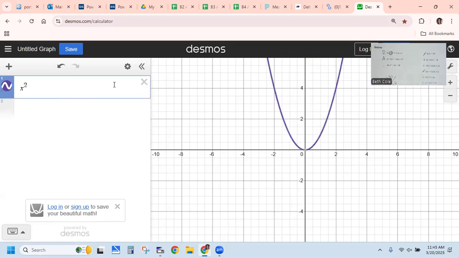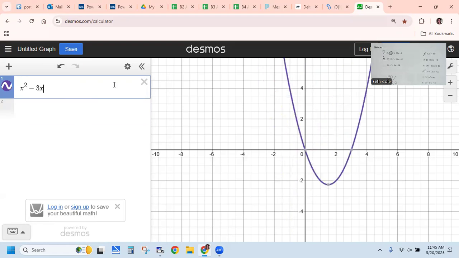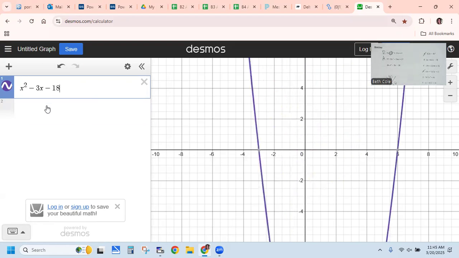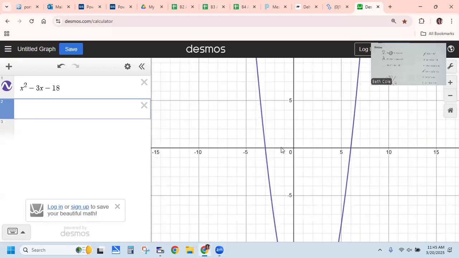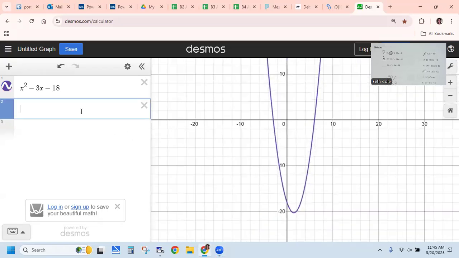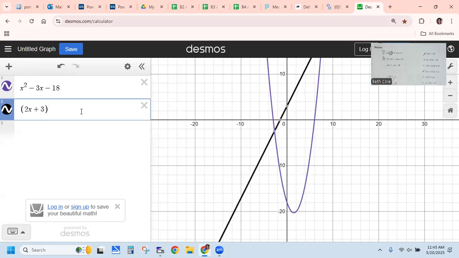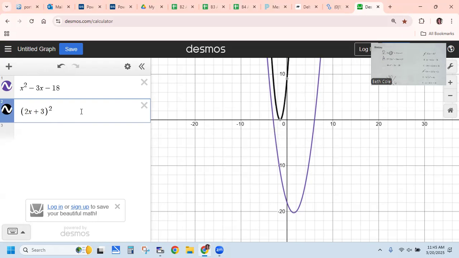All right, x squared and 3x minus 18. What one do you think it is? And this is a U shape. It's just kind of zoomed out. What one do you want to try? D. All right. 2x squared. Did that link up? Not G. What else do you want to try?